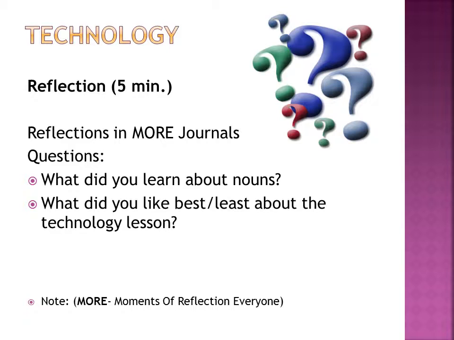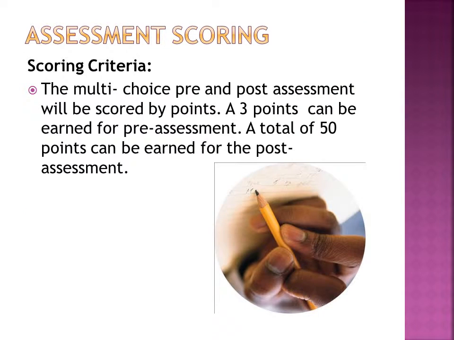To conclude the technology lesson, students will reflect in their journals. They will be asked these 2 questions: What did they learn about nouns, and what did they like least or most about the technology lesson? Both lessons will begin with a 3-point pre-assessment and end with a 50-point post-assessment. The technology lesson students will use the Turning Point clickers to do their assessment.